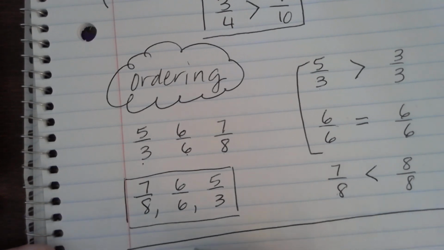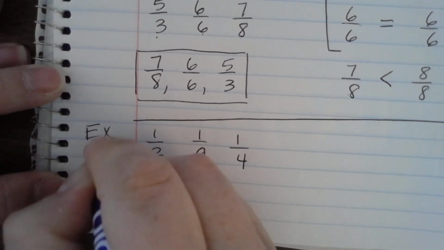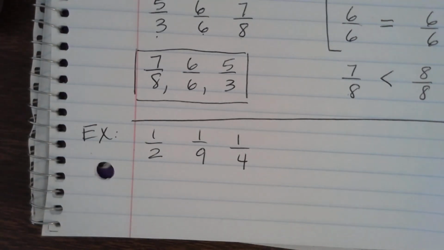So I've got 1/2, 1/9, and 1/4. I can't see it. Oh, no problem. There we go. So here's your next example. You guys just sit there. Colton, I'm going to give you a minute or two. Go ahead and tell me the order for these. Like 2 minutes, because you didn't want to do another example.